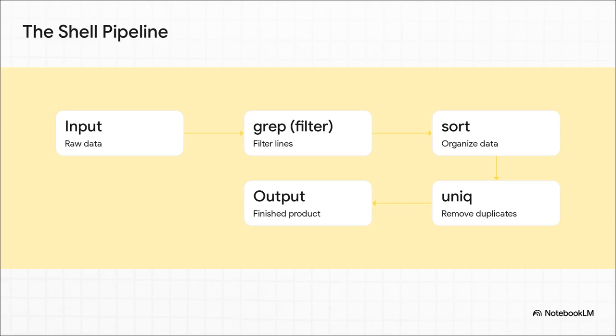Then, that data flows right into Step 2, a command called grep, which acts as a filter, pulling out only the specific lines you actually care about. That filtered data immediately flows into Step 3, sort, which organizes it all alphabetically or numerically. Then it moves seamlessly into Step 4, unique, which quickly strips away any duplicates. And finally, Step 5, you get your perfectly polished output. In the time it takes you to literally blink, the shell pipeline filters, organizes, and cleans your data. Stuff that would take hours by hand is done in milliseconds.